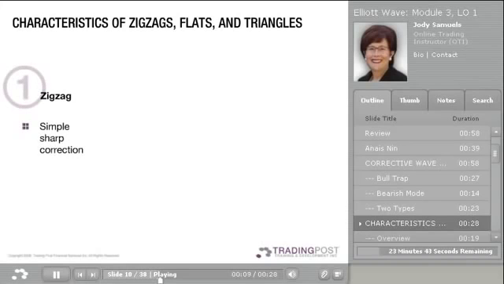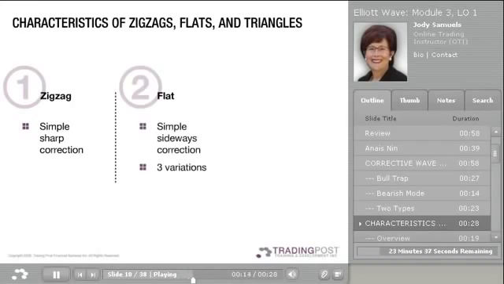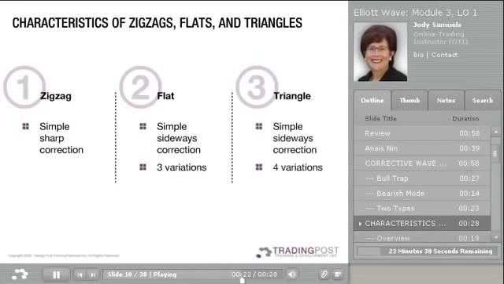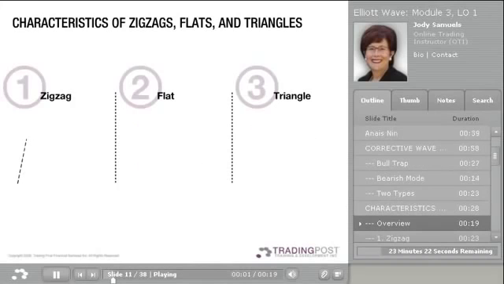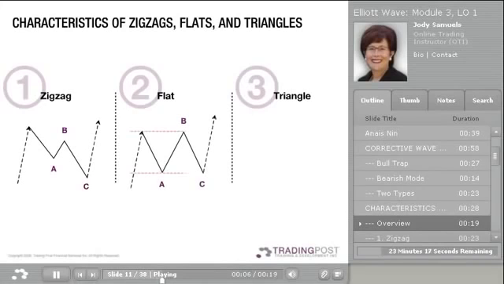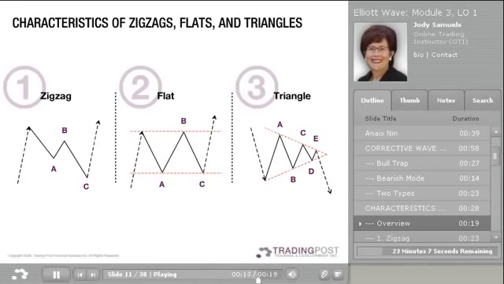Zigzags are characterized as simple, sharp corrections. Flats are characterized as simple, sideways corrections. There are three variations. And triangles are also described as simple sideways corrections. There are four variations. Notice the simple sharp correction of the zigzag. Notice the sideways movement of the flat. Notice the sideways five-leg sequence of the triangle. How would you like to be able to identify these patterns in the market as they are unfolding?